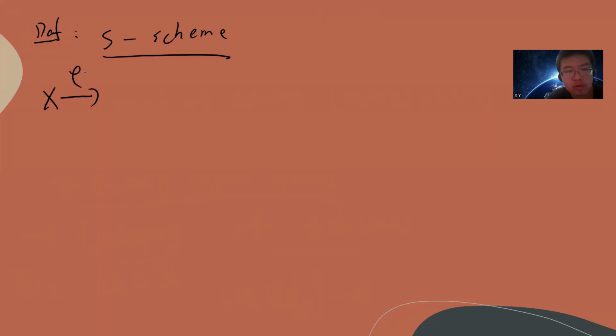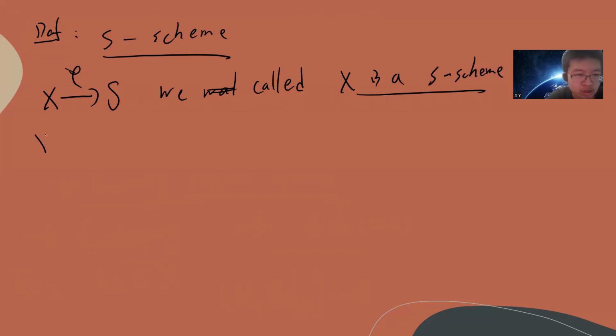Okay. Now the next thing I want to define is the so-called S-skin. This is very simple. If there is a morphism, now I'm very lazy, I omit the structure sheaf, if X, which is a skin, has a morphism from X to S, then we call X an S-skin. Or sometimes we say that X is a skin over S.